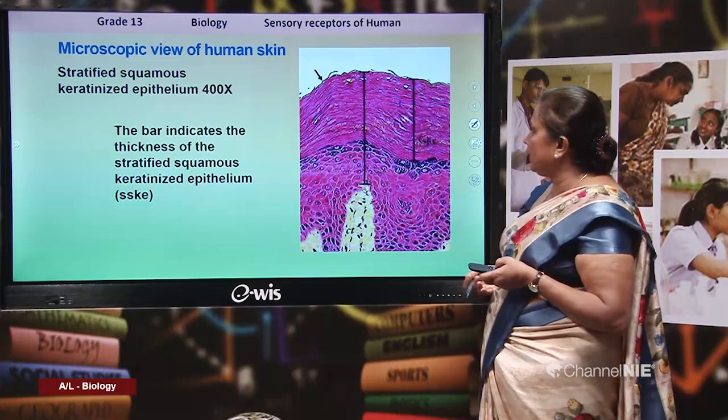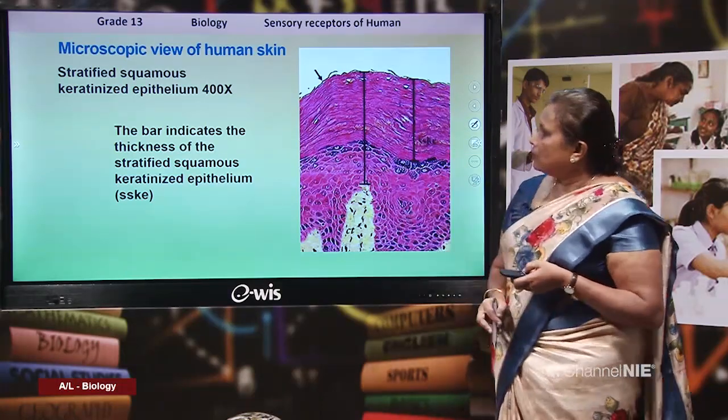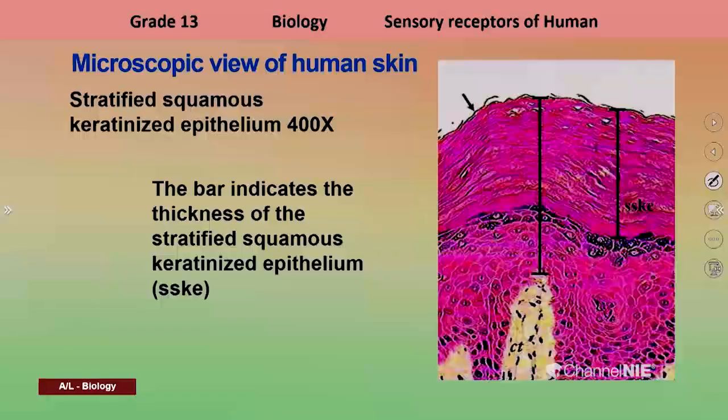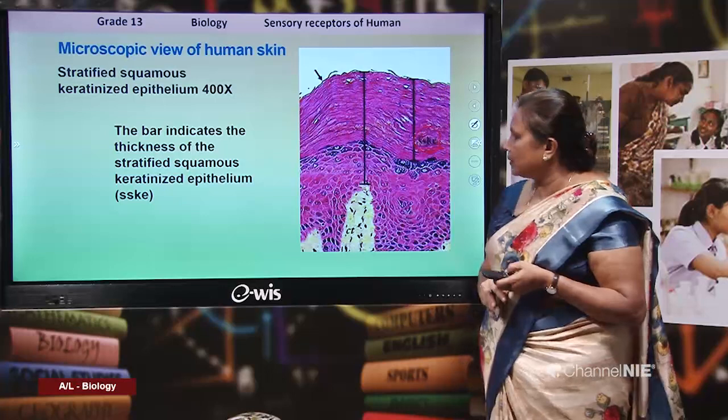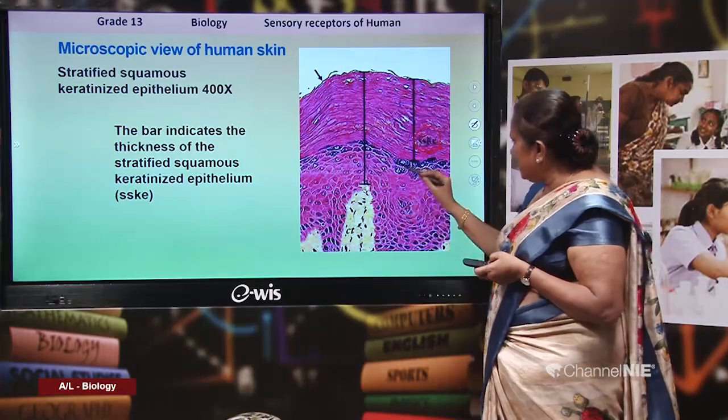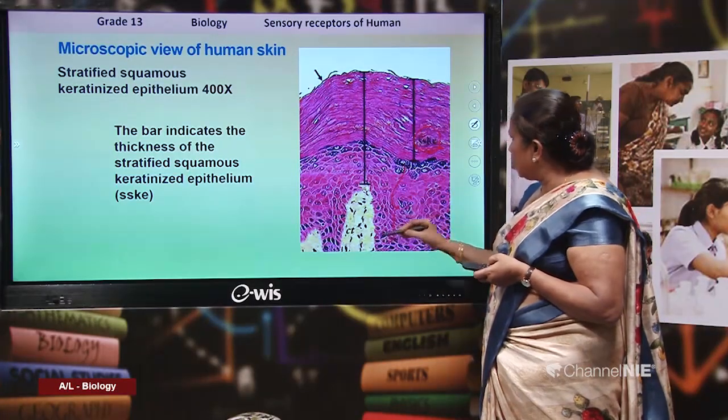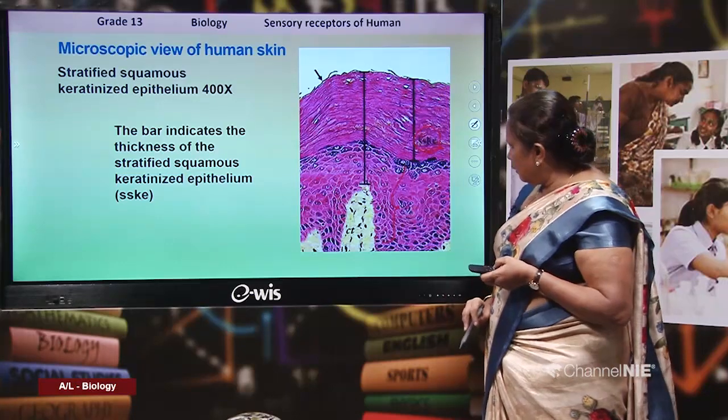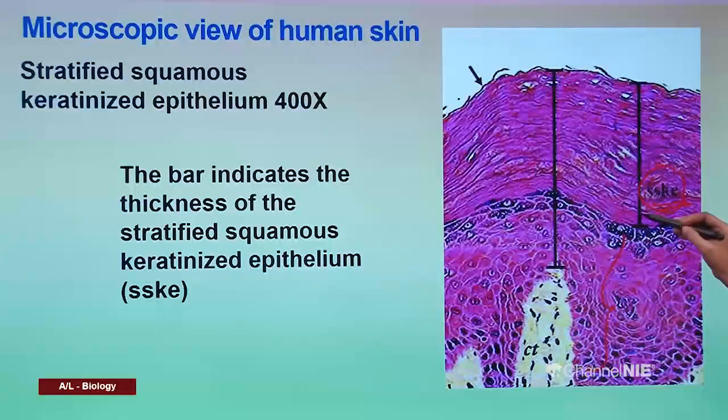Microscopic view of the stratified squamous epithelium. This is what we call stratified squamous epithelium. So, this word here is given, keratinized epithelium. This area is the rest of the epithelium. So, this stratified squamous keratinized epithelium is shown in this area.